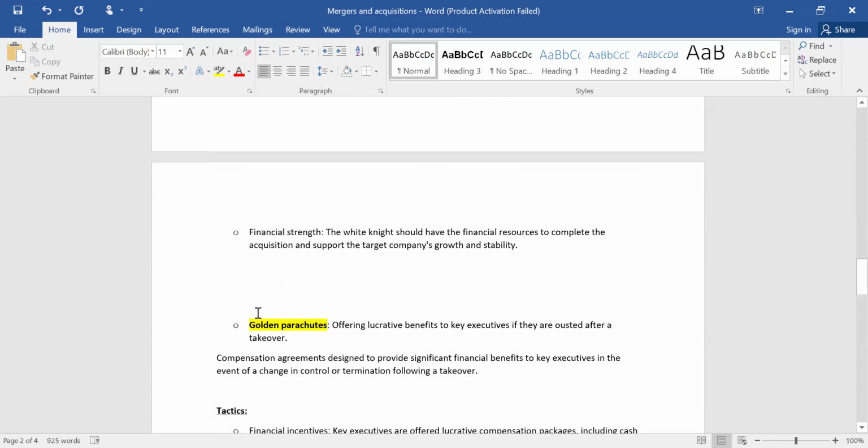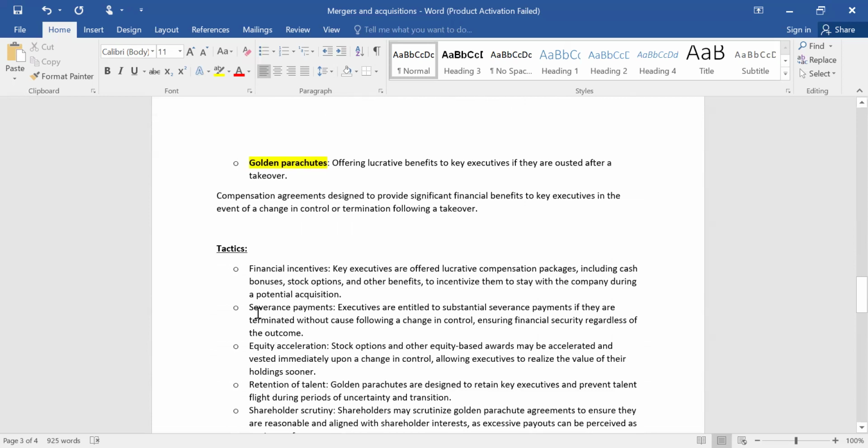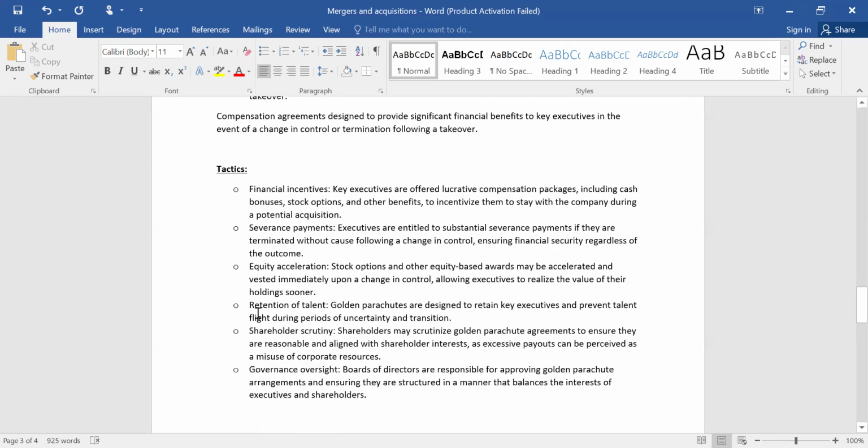Then there are golden parachutes. A golden parachute is a tactic which offers lucrative benefits to key executives if they are ousted after the takeover. You also find that the minority stakeholders of the company don't have the power to resist these takeovers and mergers, but the people who make most of the decisions are the key executives. So you approach key executives and give them good benefits, and then automatically they will accept the mergers and acquisitions. So what are these good benefits?